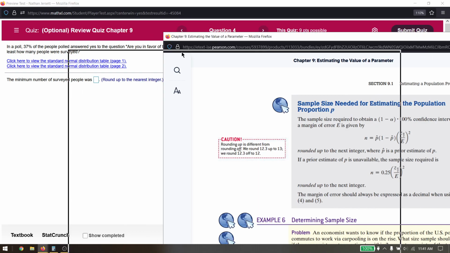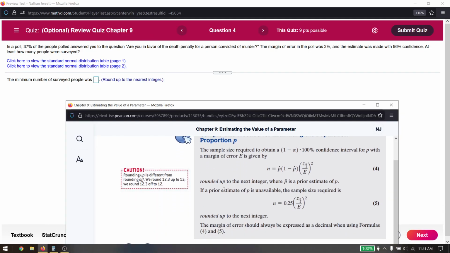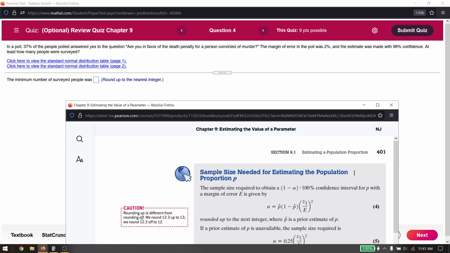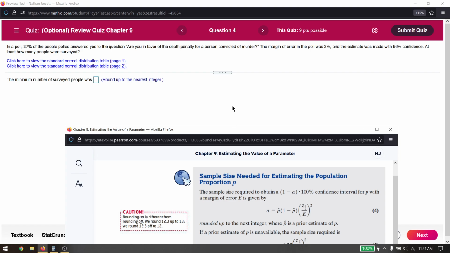So let's take a look again at what we're looking at. We got 37% of people. That is p hat. 2% was the margin of error. That's going to be E with a 96% confidence. So that's going to be the Z. If a prior estimate of P is unavailable, use the other equation for sample size. But we do have P, so we're going to use the top equation here. Okay, let's try this out.